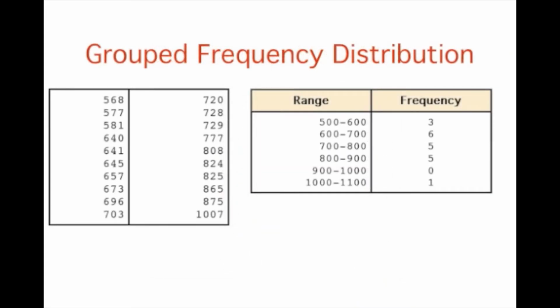The solution to this problem is to create a grouped frequency distribution. The table shows a grouped frequency distribution for these 20 times. The first group shows the frequency for times between 500 and 600 milliseconds, the second between 600 and 700, and so on. There are several rules of thumb for deciding the number of groups to divide the scores into. This issue is covered in detail in the section on histograms.